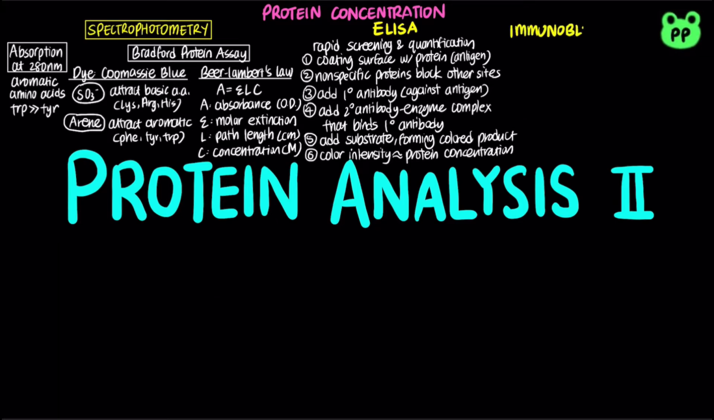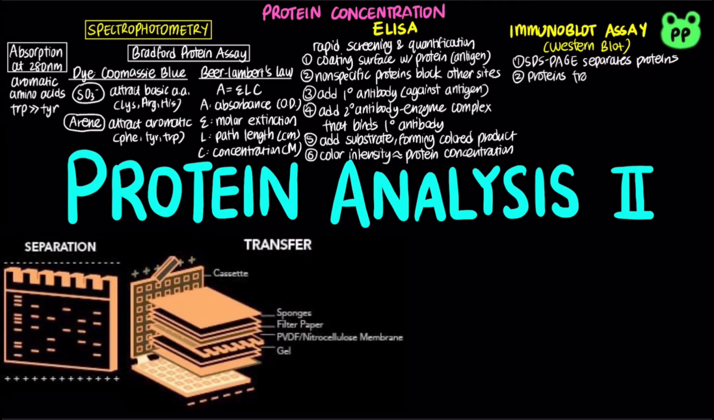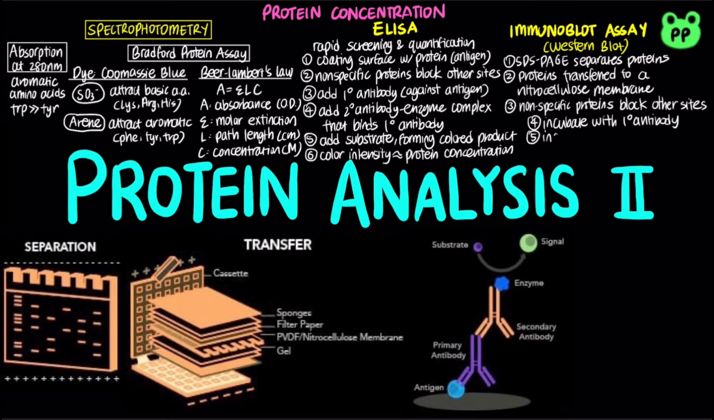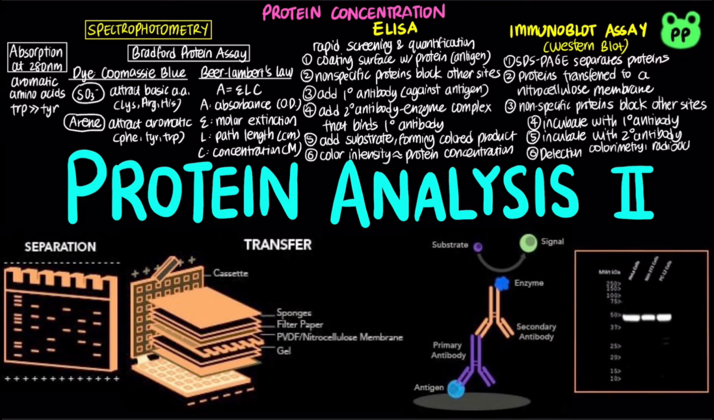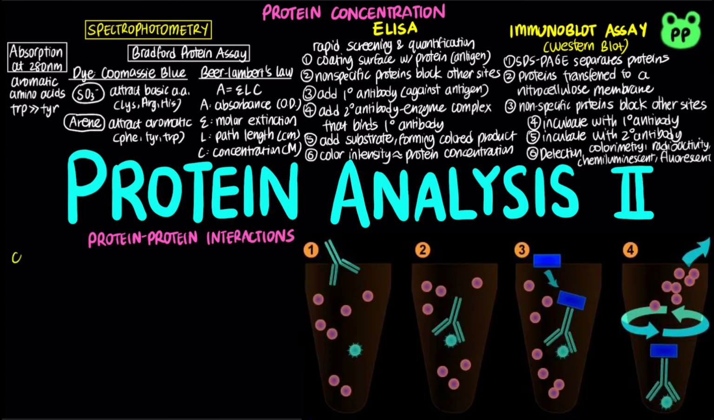The third way to measure protein concentration is immunoblot assay, also known as Western blot. First, SDS-PAGE separates proteins based on size. More details about SDS-PAGE have been covered in my first video about protein analysis. Proteins are then transferred electrophoretically to a nitrocellulose membrane. Similar to ELISA, non-specific proteins are added to block unoccupied sites. The membrane is then treated with primary and secondary antibody, and the concentration of protein is detected by either colorimetry, radioactivity, chemiluminescence, or fluorescence.